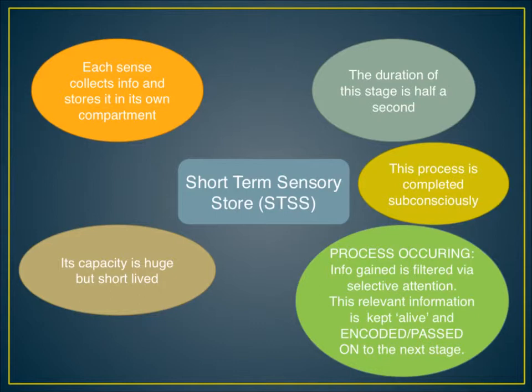The capacity of the short-term sensory store is massive, so if we take in irrelevant information, it's not a huge problem. However, filtering that information makes sure that we only take forward into the next stage of the process the information that is most relevant to us.